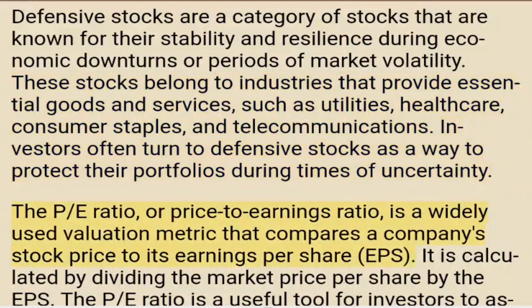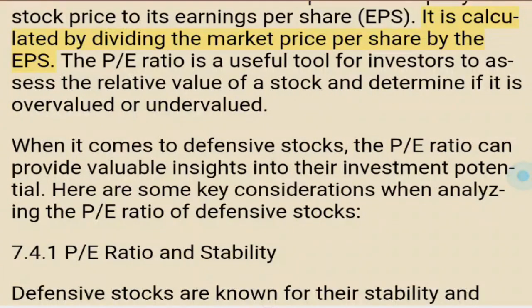The P/E ratio, or price-to-earnings ratio, is a widely used valuation metric that compares a company's stock price to its earnings per share (EPS). It is calculated by dividing the market price per share by the EPS. The P/E ratio is a useful tool for investors to assess the relative value of a stock and determine if it is overvalued or undervalued. When it comes to defensive stocks, the P/E ratio can provide valuable insights into their investment potential. Here are some key considerations when analyzing the P/E ratio of defensive stocks.